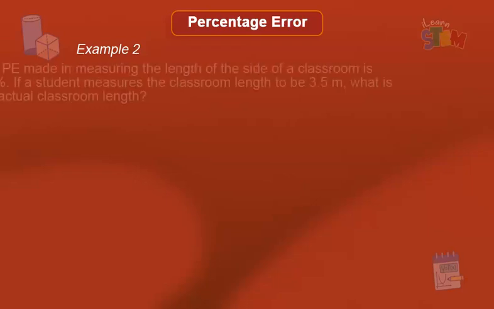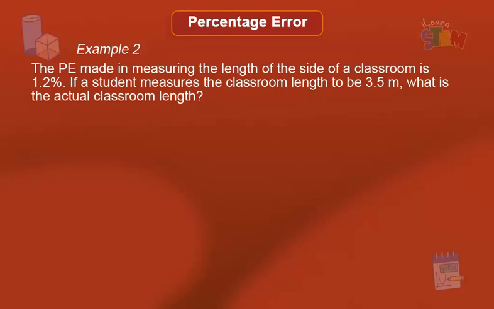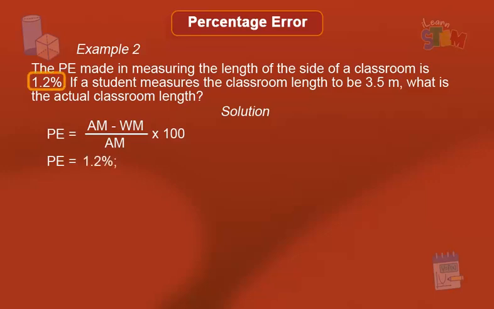Example 2. The percentage error made in measuring the length of the side of a classroom is 1.2%. If a student measures the classroom length to be 3.5 meters, what is the actual classroom length? Solution. To solve this, we will use the second formula, because we are finding the actual measurement, where percentage error equals 1.2%. The measured length, which is the wrong measurement, equals 3.5 meters. The actual measurement is the value we are solving for. Let's represent the actual measurement with the letter X.